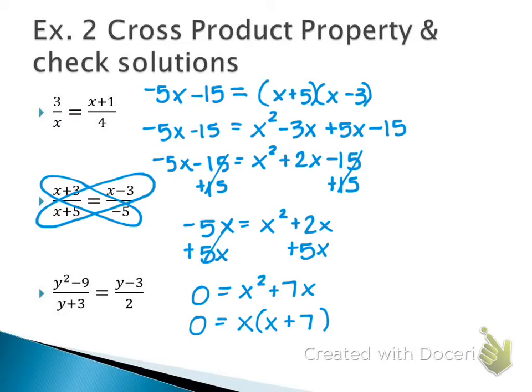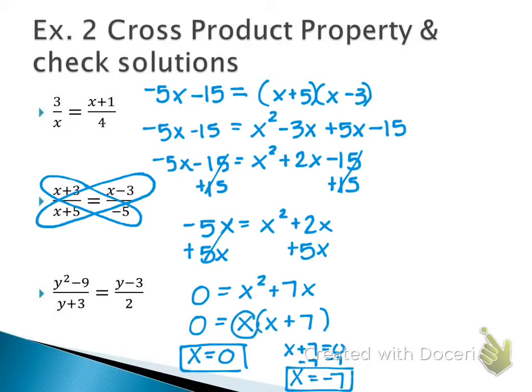So I could write x equals 0. That's one of my answers. And now I can write x plus 7 equals 0. Subtract 7 and get x equals negative 7. How'd you get x equals 0? Because this x right here on the outside has to be set equal to 0 as well. So you automatically have 1, 0.